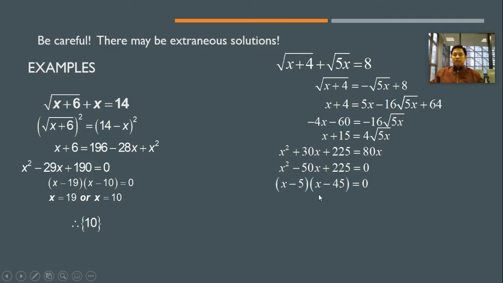We check it's factorable, so it brings us again to two possible values, x equals 5 or x equals 45. So just check what works. I leave that to you. Confirm that you're supposed to get only 5 as our solution.